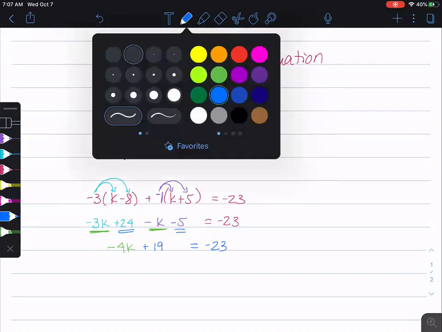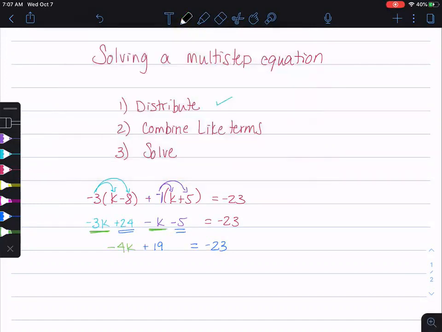So now in order to solve this problem, I'm going to isolate that variable. I have to get that k all by itself. So to do this, we do order of operations backwards. So to put on our clothes in the morning, we do PEMDAS. You put your pants on and then your shoes.